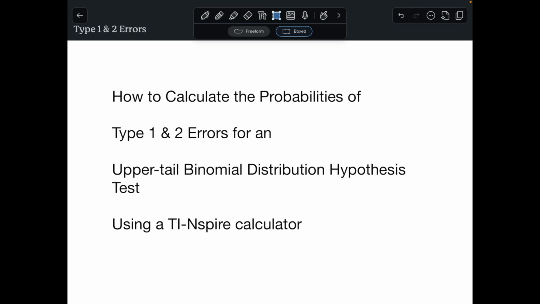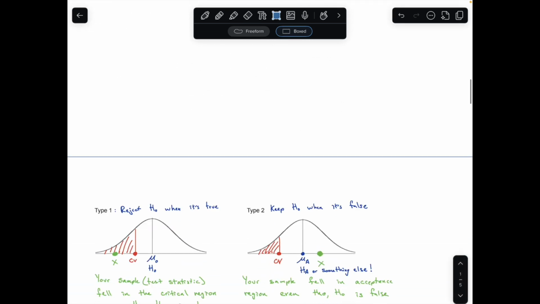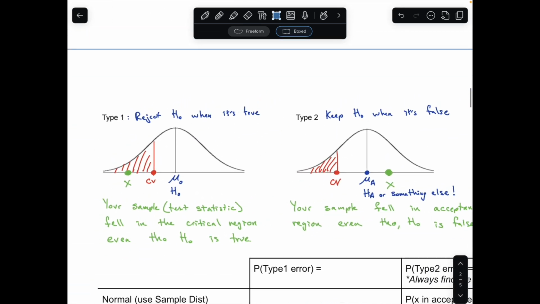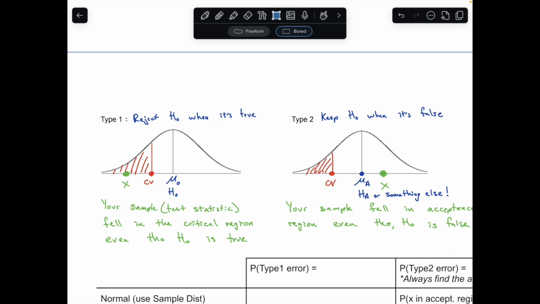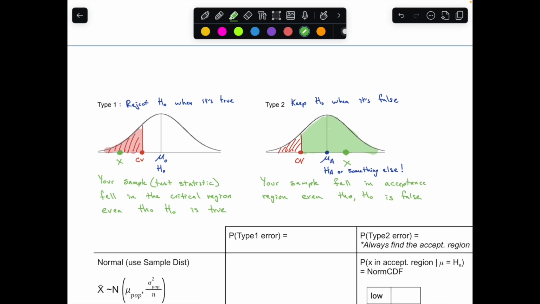In this video, we're going to calculate the probabilities of type 1 and type 2 errors for an upper tail binomial distribution hypothesis test using a TI-Nspire calculator. So just a quick review. A type 1 error is when you reject the null hypothesis when it's true because your sample fell into the critical region. A type 2 error is when you keep the null hypothesis when it's false because your sample fell into the acceptance region even though the alternate hypothesis is true.